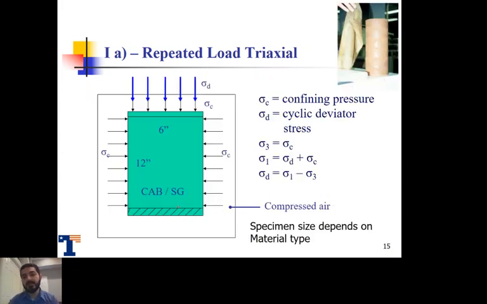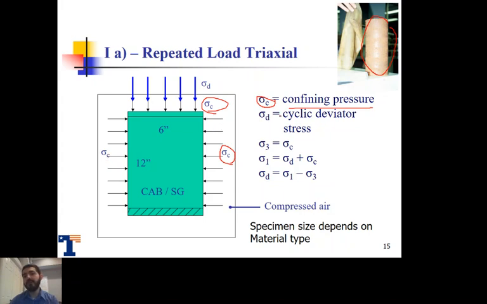So this is a schematic of what's going on. This is the sample right here, a soil sample, and as you can see here, the lab worker is preparing to cover the sample with a rubber membrane. The rubber membrane is where we apply confinement on the sample. So the stresses on the sample are as follows. Sigma C is the confining pressure. Sigma C is constant, as you can see all over: we have sigma C from the side and sigma C from the top. So it's a constant amount of pressure applied to the sample.